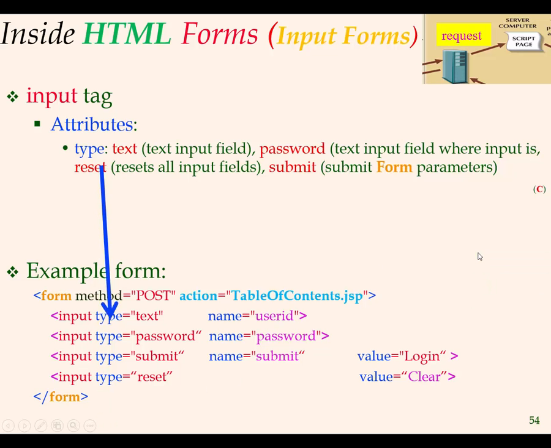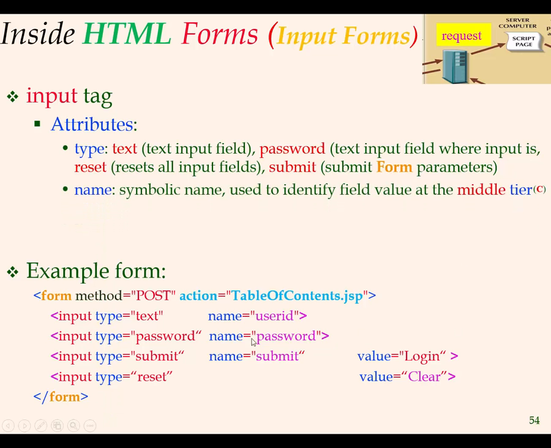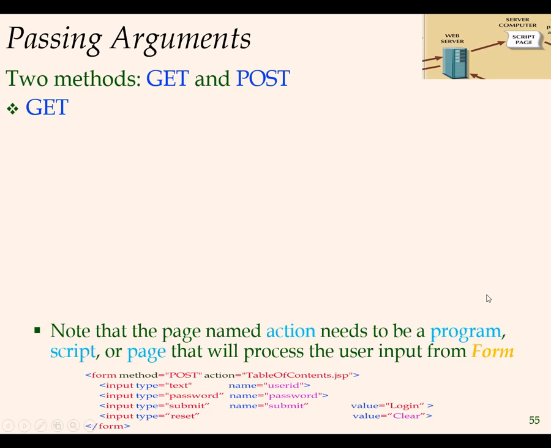Another attribute that you can have will be the name. So you can give this a name, and it can be accessed, for example, from JavaScript. And also you can have a value. That's another attribute, like in this example, and it's a login or clear.